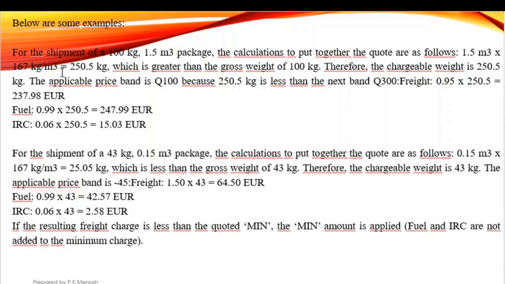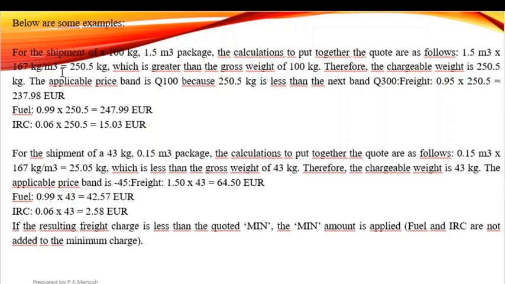So for a shipment of 43 kilos, 0.15 meter cube package, the calculations to put together the quote are as follows: 0.15 meter cube times what? 167. And the figure they got was what? So you can calculate it now and see. 0.15 times 167. What do we get? Are you still having a challenge? You're okay there?